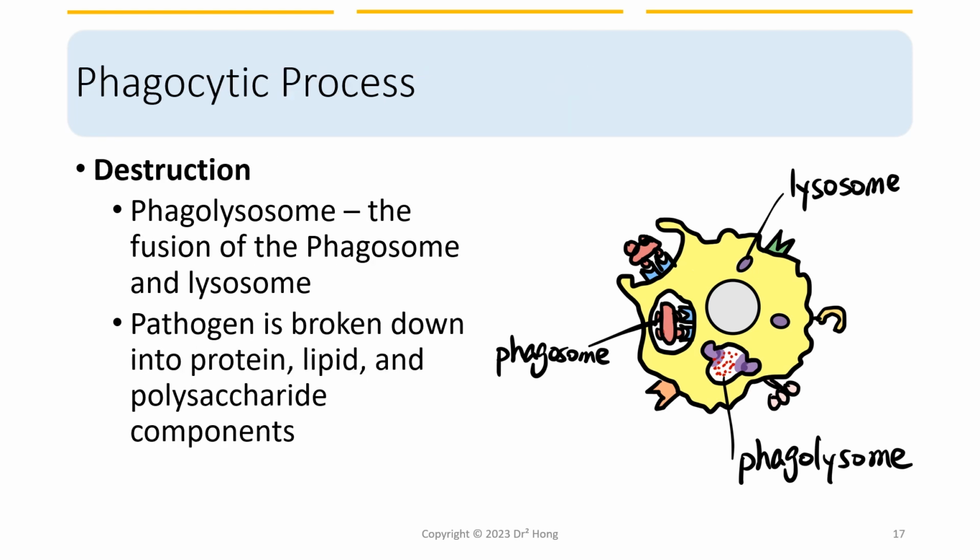When the phagosome and lysosome fuse together, it forms an entity we call the phagolysosome, which is the fusion of the two. The pathogen is being broken down in this phagolysosome into proteins, lipid, and polysaccharide components. What I didn't show in this figure is that part of these broken down products can also be displayed on MHC class II molecules as an antigen-presenting process for the adaptive immune system to learn about this bacteria or other pathogen that is being broken down.